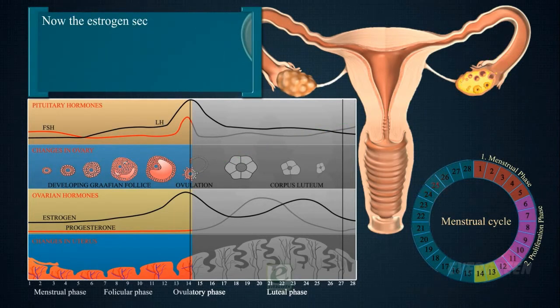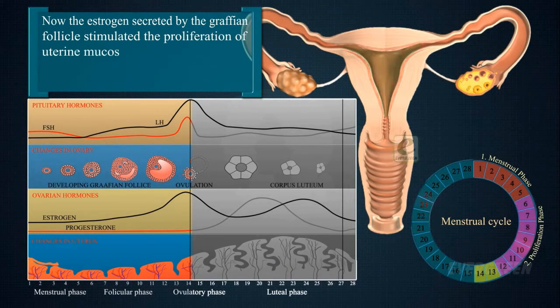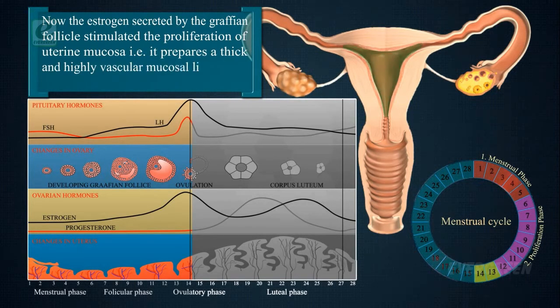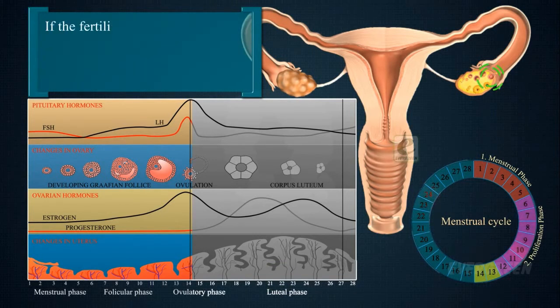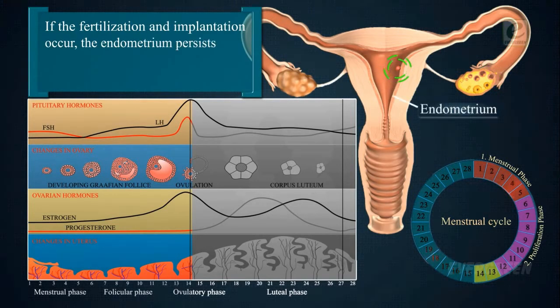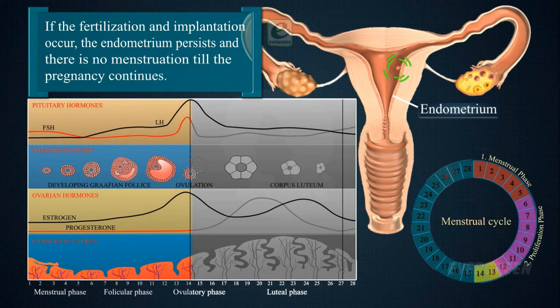Now, the estrogen secreted by the Graafian follicle stimulates the proliferation of uterine mucosa. That is, it prepares a thick and highly vascular mucosal lining for the reception of fertilized egg. This proliferative or oestrogeny phase is of 6 to 14 days duration. If the fertilization and implantation occur, the endometrium persists and there is no menstruation till the pregnancy continues.